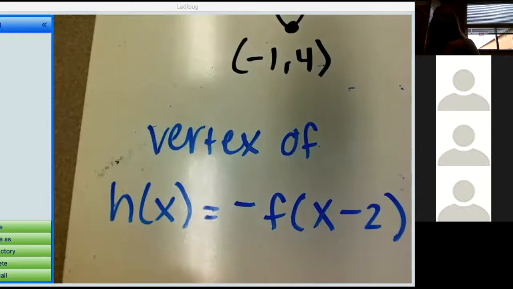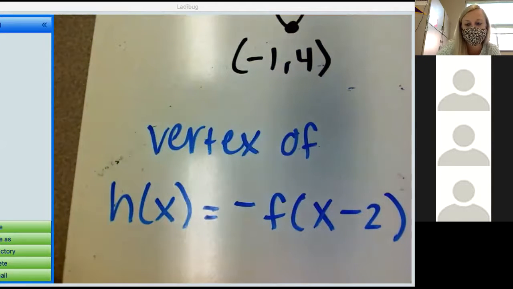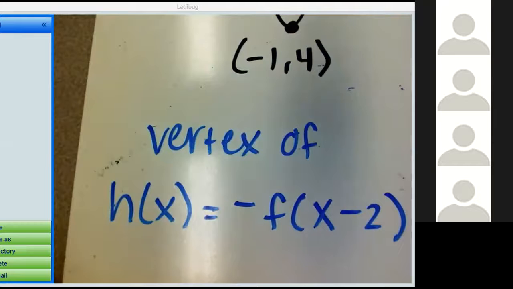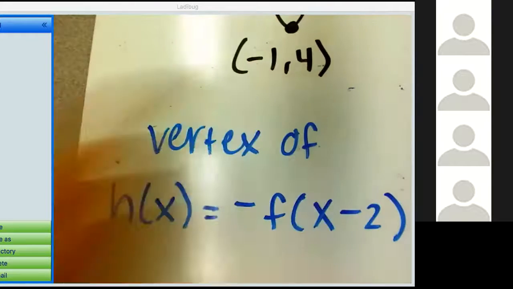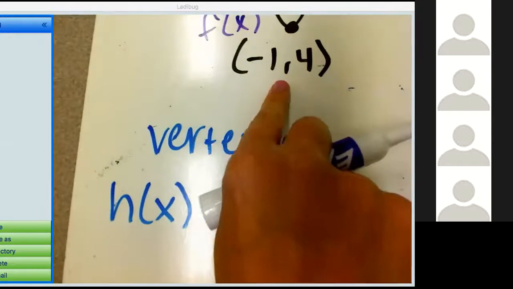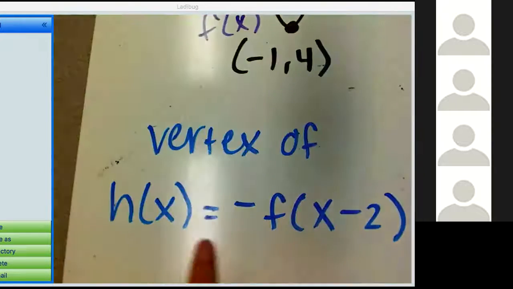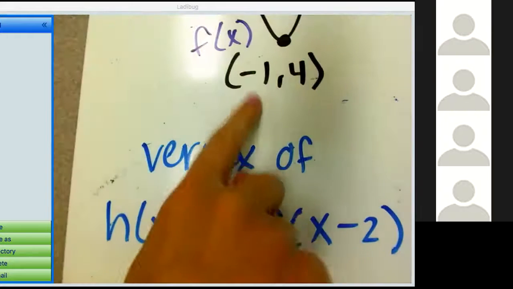Are we getting the vertex from the origin or from the -1, 4 that we just did? So this is the original function f of x. This is its vertex. Okay. So that's the original vertex of the original function, and then we're transforming it to this. So I want to know what the new vertex would be. Okay. Good question, Maddox. Yeah, that's f of x. And the problem said this is the vertex of f of x.